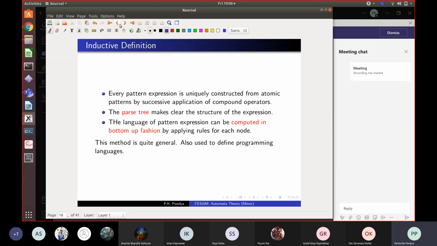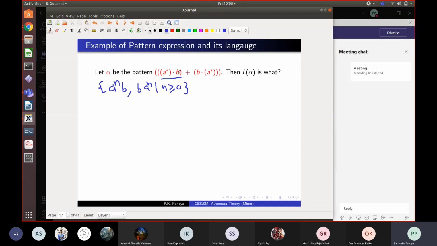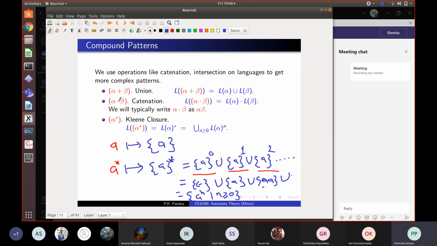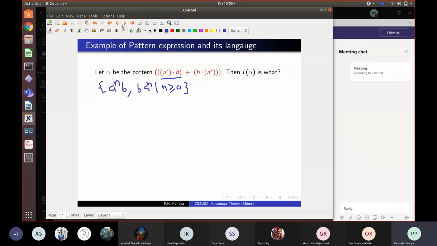You know what will happen is the following. So how do we evaluate a compound pattern like this? This pattern is constructed out of atomic patterns using operators. And what are the operators we saw? We saw three operators, plus, dot, and star, right? We'll see some more operators also. But currently this pattern is made out of atomic patterns using the operators or constructs or compounding operators.